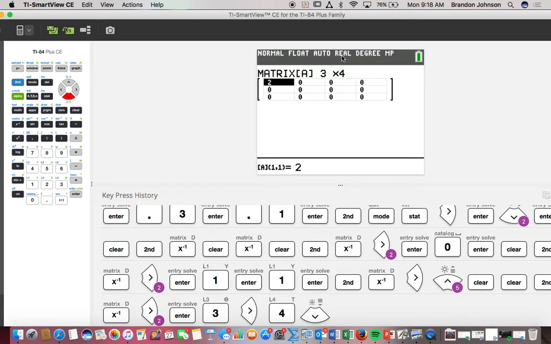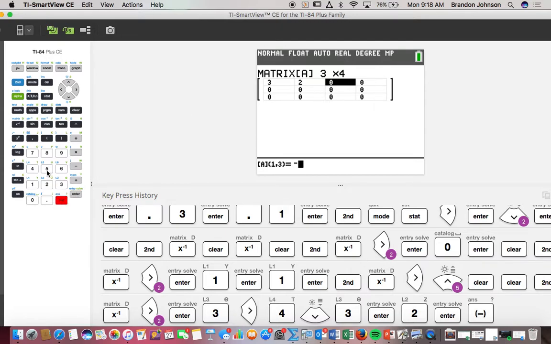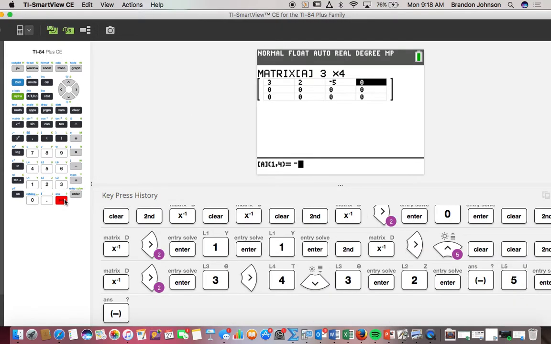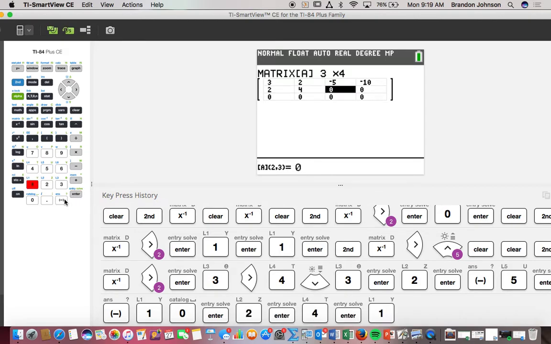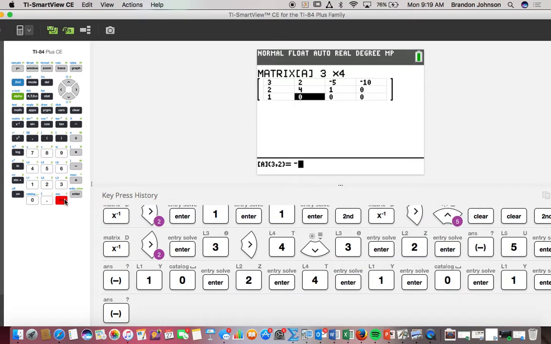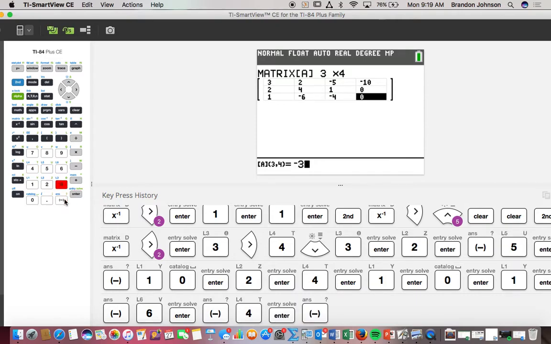Now, once I get to this point, we want to then just simply plug in the numbers that we see across. So 3, 2, negative 5, negative 10. Make sure it's negative 5 and not minus 5, because I mess up on that sometimes. And negative 10, okay? The second one we get is 2, 4, 1, 0. All right, and then the last one is 1, negative 6, negative 4, and then negative 3, okay? Do we do RREF? Correct, that's exactly right.